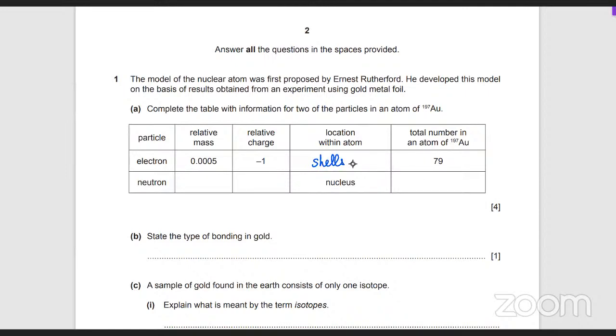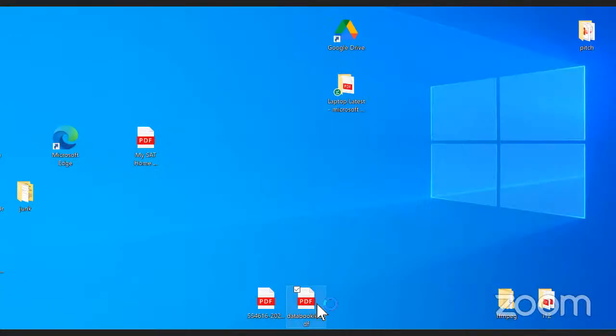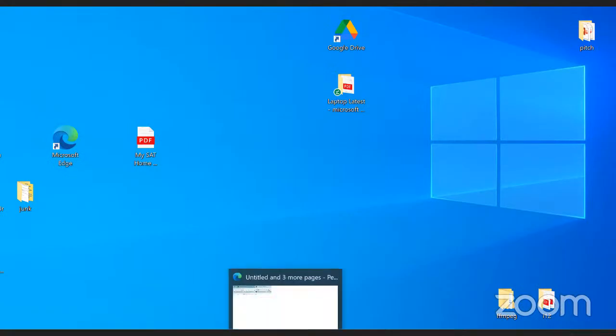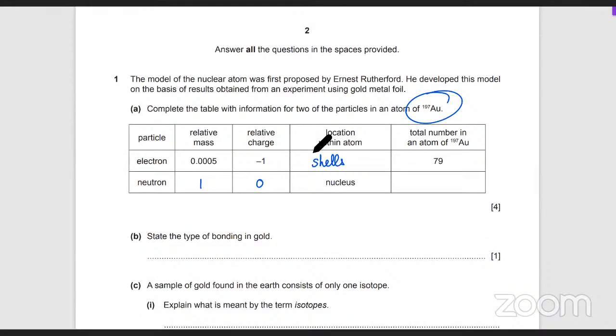Relative mass of a neutron क्या होती है? Relative mass. Is it one, sir? It's one. ठीक है. Relative charge is zero. Total number of Au-197 इसमें देखो कि what's the total number of neutrons? क्या होता है? Do we have a periodic table? Just a second. Or it might be 118, sir.